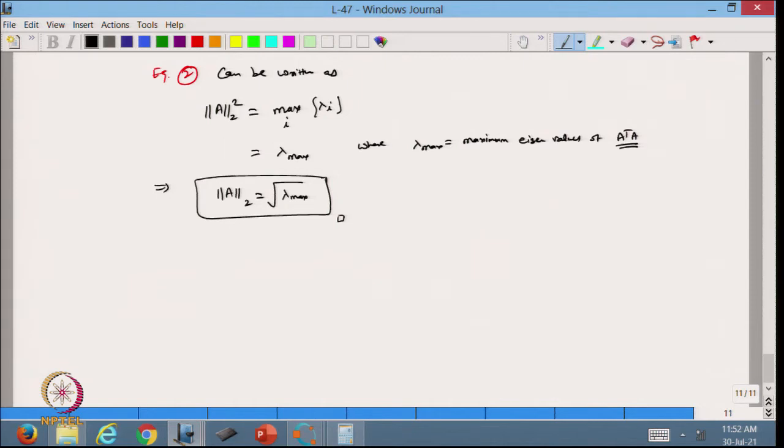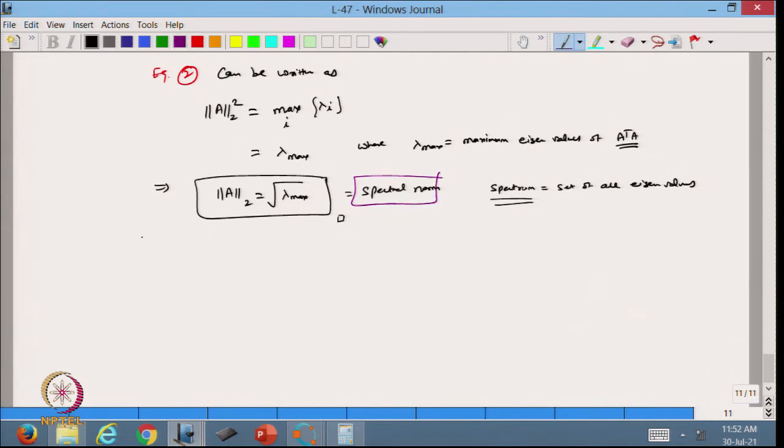This norm is also called the spectral norm, because we know that the spectrum is the set of all eigenvalues. So then we are defining the maximum eigenvalue. So this is called the spectral norm. So this two norm is also called spectral norm.